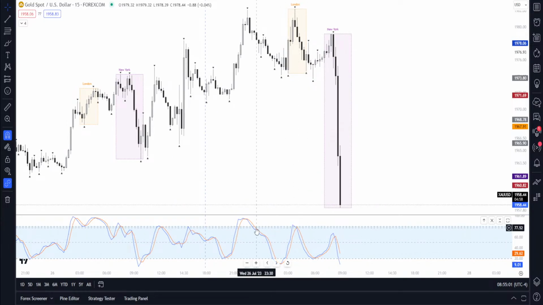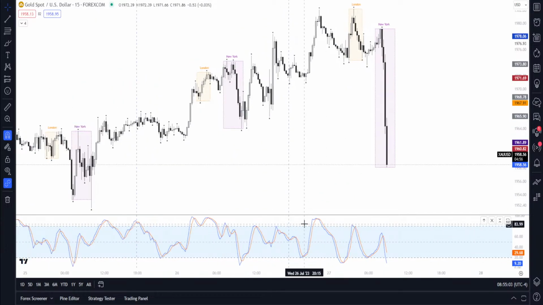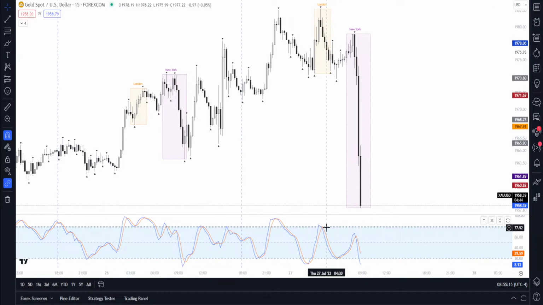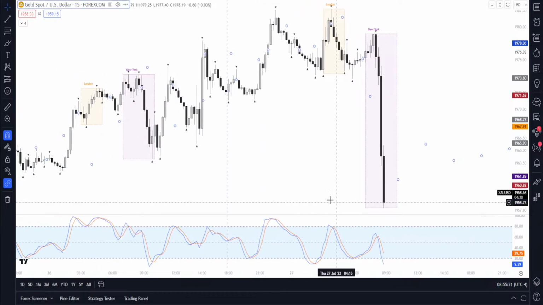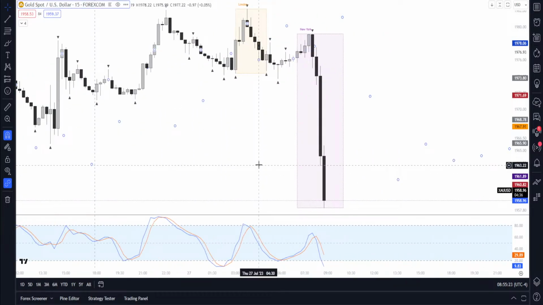And honestly, the stochastics do really help with your entries. So I do believe that they play a big part of your trade setup. So I wouldn't remove these. When I show you how to use them, you'll understand. But sometimes it does make us get into the trade late.